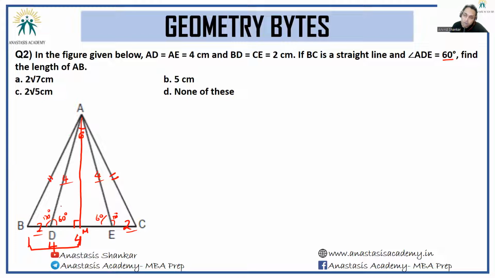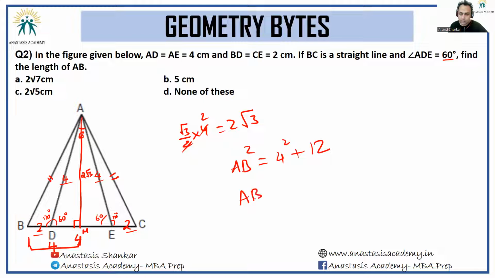Additionally, because AM is also the height of the equilateral triangle, AM will be equal to root 3 by 2 into 4, height of the equilateral triangle. So we get 2 root 3. So now if I need the length of AB, I know AB square is equal to 4 square plus 2 root 3 whole square, or 12. AB square is equal to 28. AB is equal to 2 root 7, which is the first option.